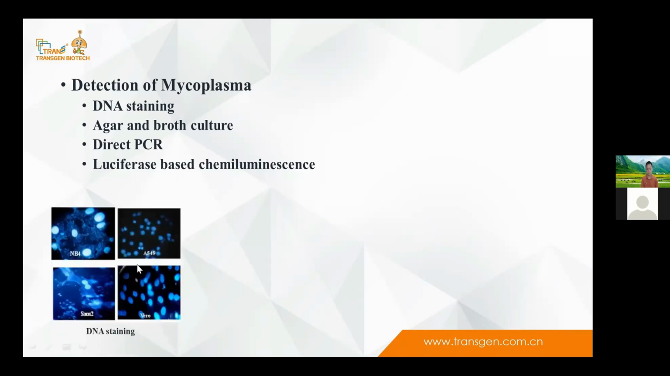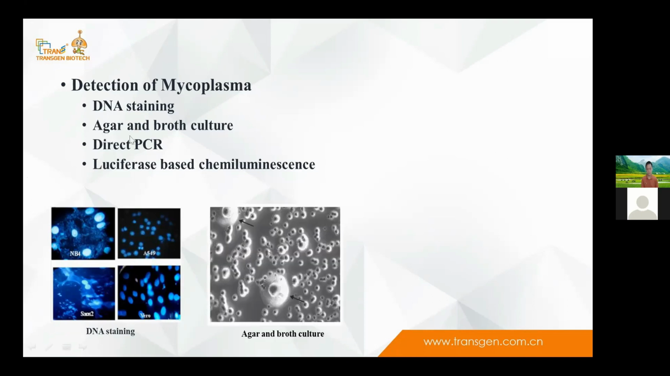So this one is the DNA staining. Usually with DAPI stain, the circled one is just the genomic DNA of the cell bodies. But in this case, a lot of blue light dots show there is a lot of mycoplasma contamination in the systems. And this one is the agar and broth culture. We can see the circled one is the culture showing there is mycoplasma contamination.